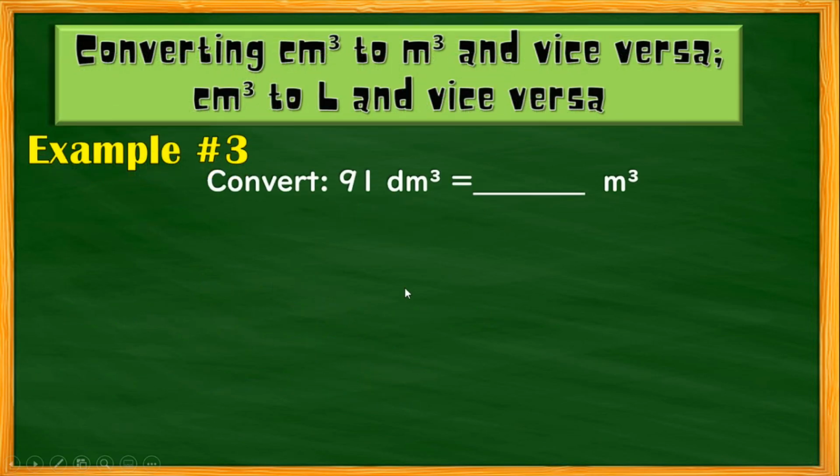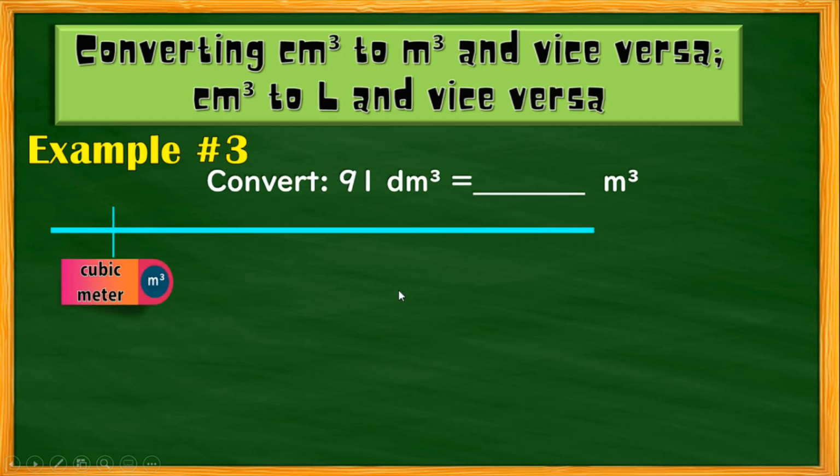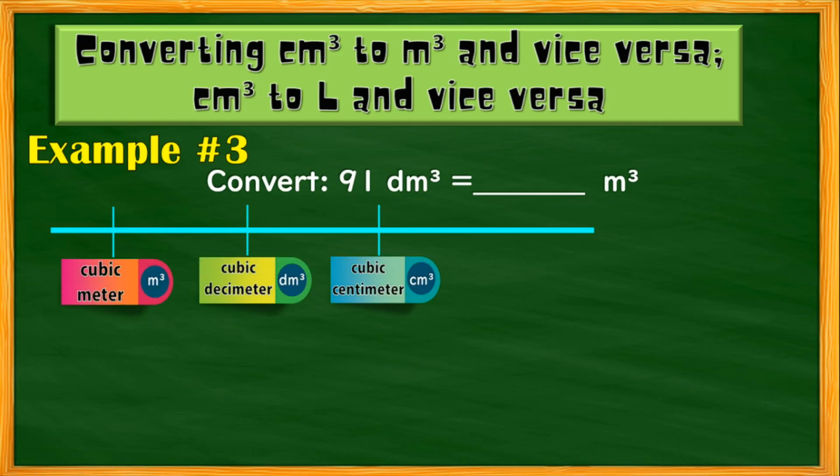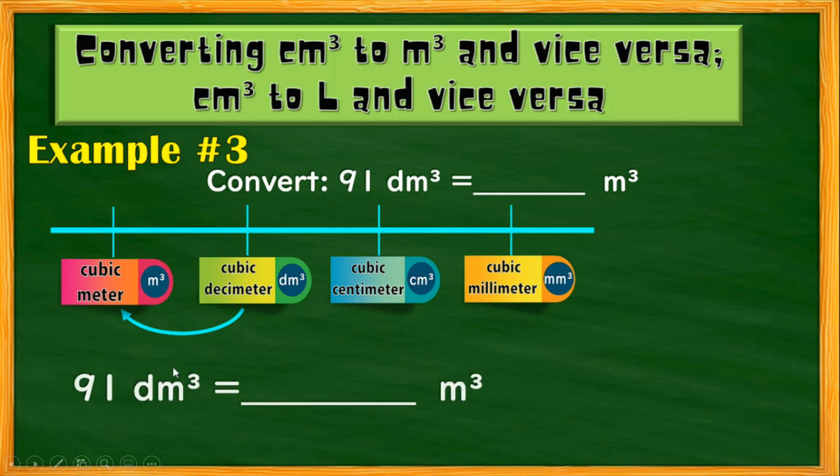Now, using the number line, we have cubic meter, cubic decimeter, cubic centimeter, and millimeter. Decimeter to meter, we have one movement. So 1 times 3, the answer is 3. So we're going to move 3 places to the left. So this would be 91. Move 3 places to the left. 1, 2, 3. Then write the decimal point and fill in with 0.